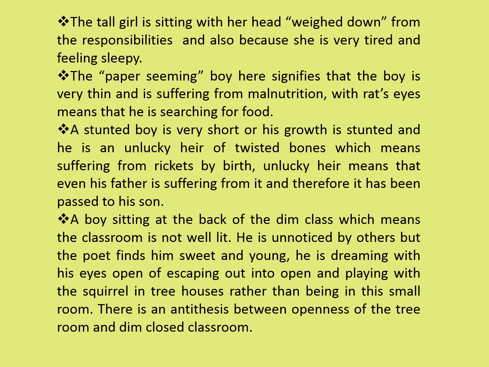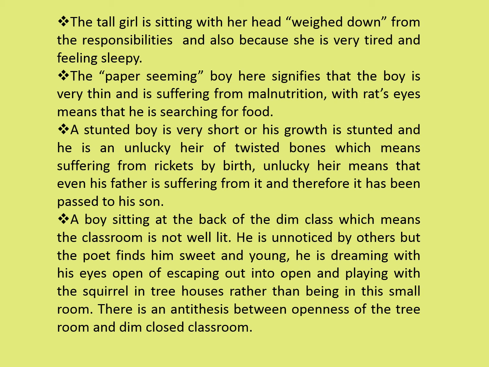Then there was a child, the stunted boy, who was very short, who was the unlucky one here because he had the twisted bones, or we can say that he was suffering from the problem called rickets by his birth. And why unlucky? Because even his father was suffering from the same, and it was passed on to him. And there was a boy who was sitting at the back of the class, that dim class, because that classroom was not well lit because of the colorless walls or because there was no electricity, we can say. He was unnoticed by others, but he was dreaming.